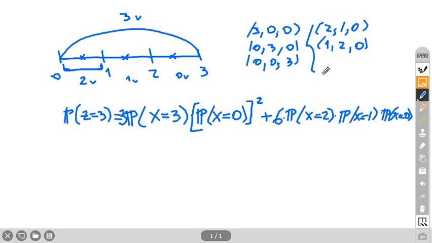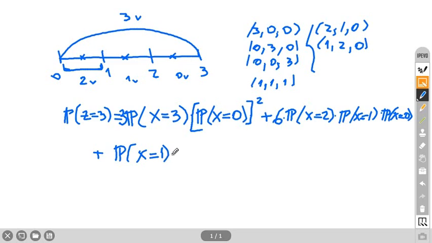I have 6 cases here. Another possibility is when I have just one view in the first hour, one view in the second hour, and one view in the third hour. That will give the pattern 1, 1, 1, the number of views in the first hour, second hour, third hour. So this is the only case, so I will have this kind of thing.